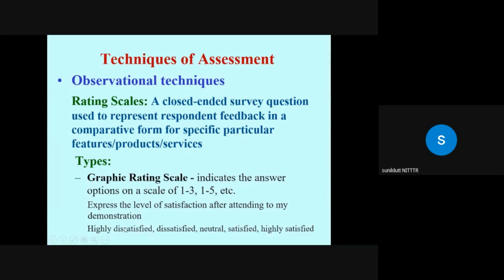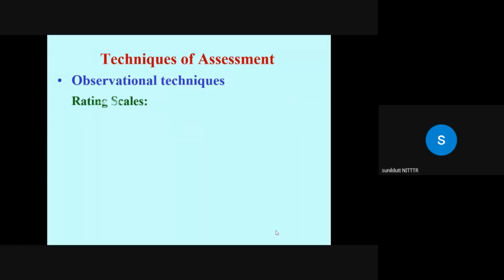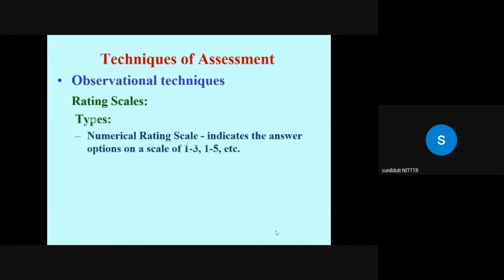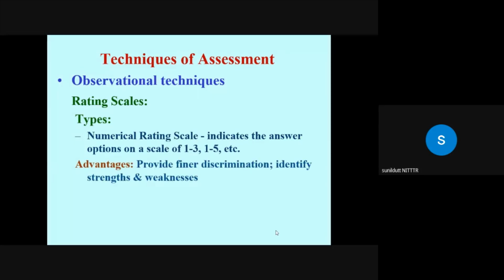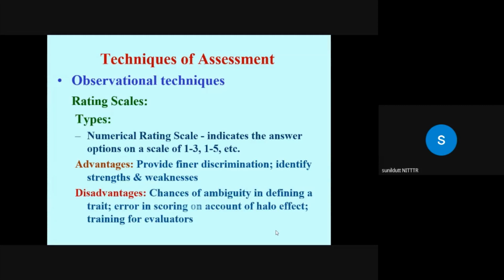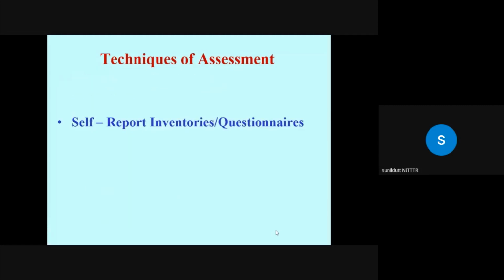So you can give marks also 1, 2, 3, 4, 5. 5 will be given to the response on highly satisfied. So there are rating scales like numerical rating scale हो सकती है, graphical मैंने आपको बता दिया. Okay. Then the advantages, disadvantages I have already.